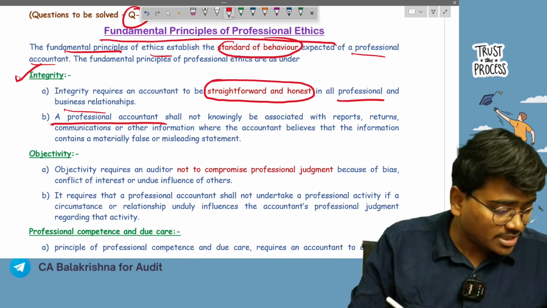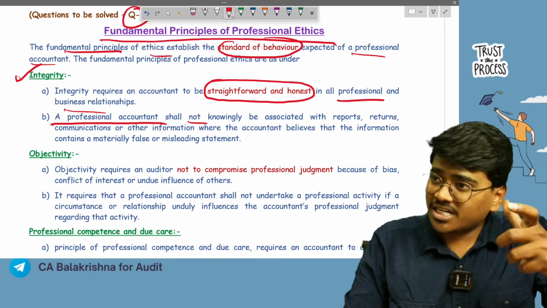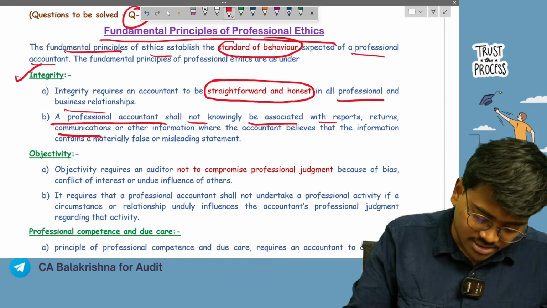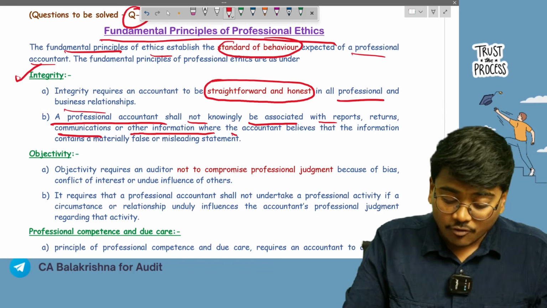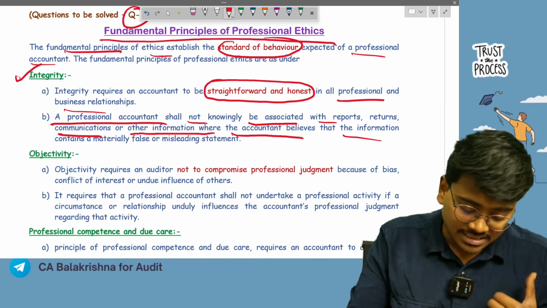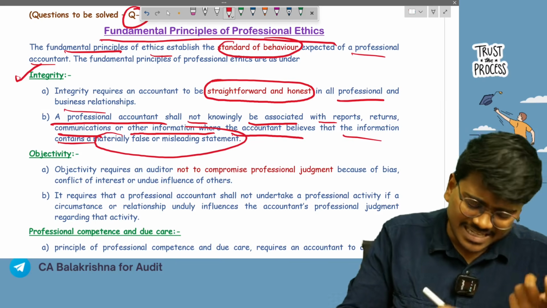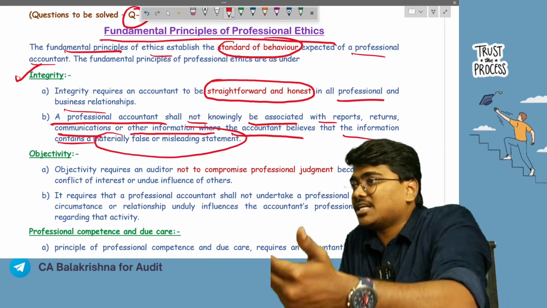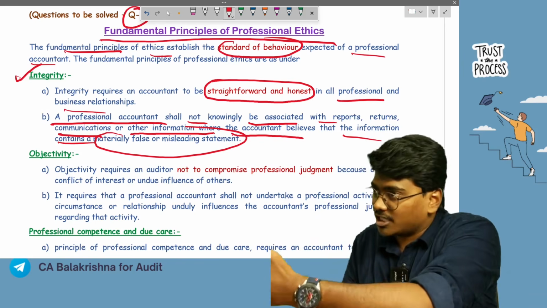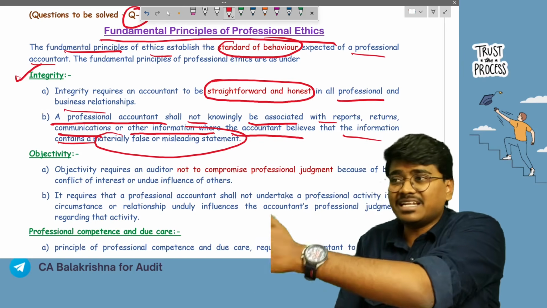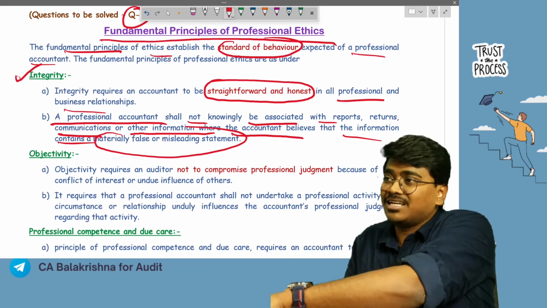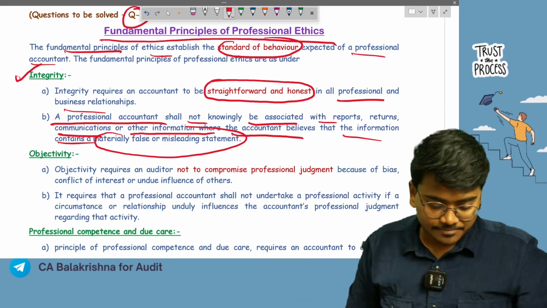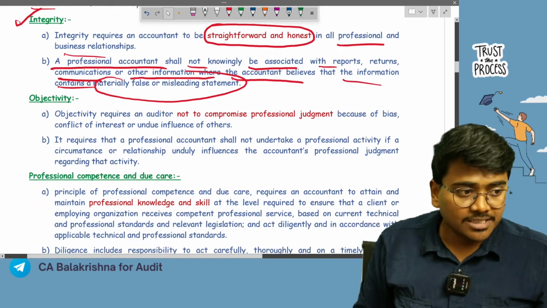And a professional accountant shall not knowingly be associated with reports, returns, communications or other information where the accountant believes that the information contains a materially false or misleading statement. You should not associate yourself with any statement or certificate or return that you feel contains a misstatement or wrong information. Got it? That is integrity.